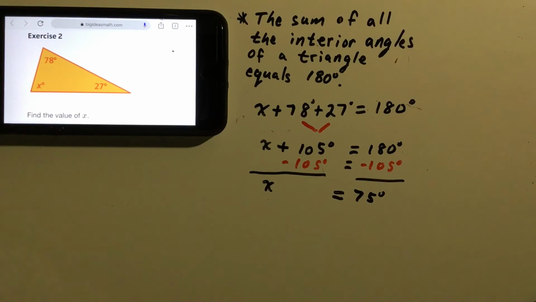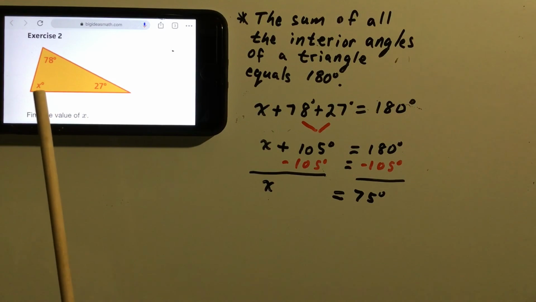All right, so now we need to subtract 105 degrees from both sides in order to leave x by itself. 105 degrees minus 105 degrees is 0, so we don't need to put anything there. And we go on to the other side. 180 degrees minus 105 degrees gives us 75 degrees. Therefore, the missing angle here is 75 degrees.